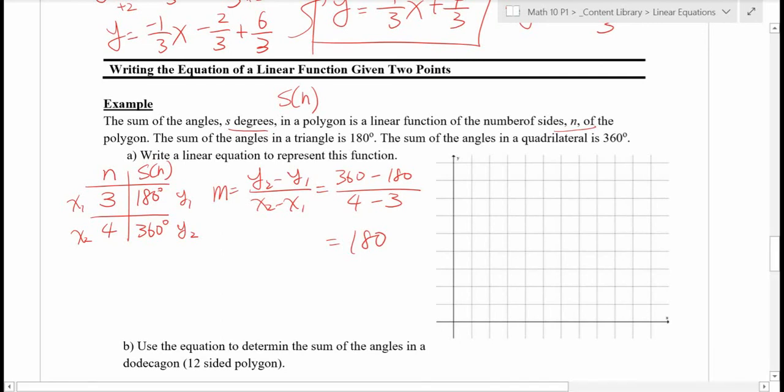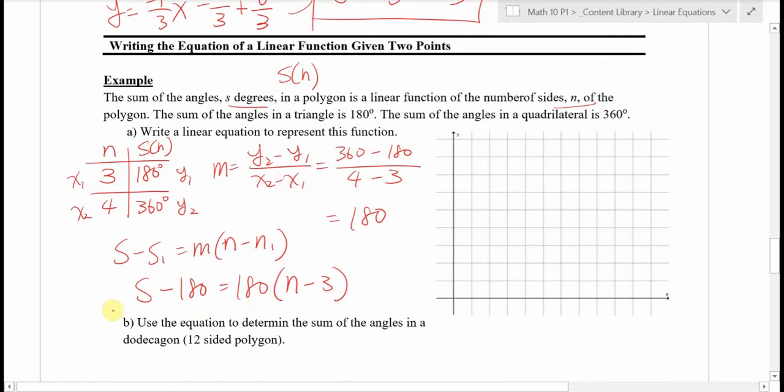And now we have 2 points, right? We can then put this into the point-slope form. Again, it doesn't matter which one you pick to put it in. Actually, I'm not going to use y anymore. Let me rewrite this. Our x is equivalent to the n, and your y is equivalent to s. So I'm going to say s minus s1 equals the slope times n minus n1. S doesn't change. S1 is a value, let me just use 180 here. I don't need a degree symbol there. The slope is 180. N minus n1, which is a 3. So there you go. That is your linear equation.